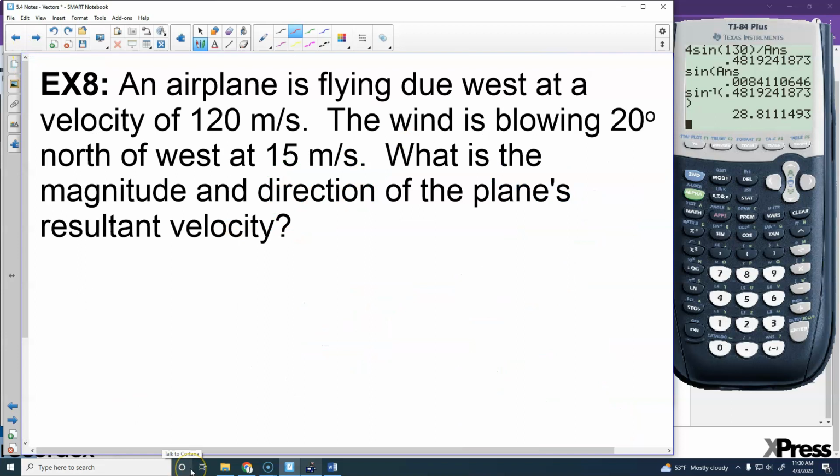All right. Let's do one that's actually in context now. And this will probably be the last one we have time for. An airplane is flying due west at a velocity of 120 meters per second. The wind is blowing 20 degrees north of west at 15 meters per second. What is the magnitude and direction of the plane's resultant velocity? So we've got west and north. So I need north, south, east, west, but mostly north and west here.